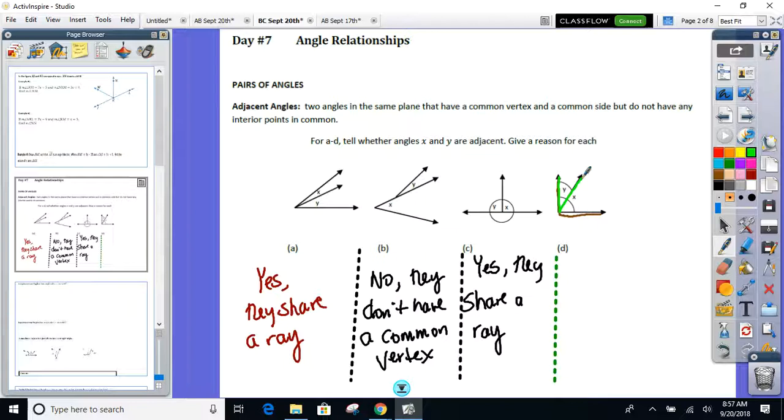Okay, let's go down the checklist. Do they have a common vertex? Okay, they do. I 100% agree. Do they have a common side? Yeah, right here, where my green and brown overlap. And the final thing you have to check, do they have any interior points in common? Unfortunately, they do. Here you go, ready? Everyone agree that's in Y and in X? So if they have any interior points in common, adjacent or not adjacent? They are not adjacent. Yep, they have interior points in common. Everyone see what I mean by interior points in common now? They won't be adjacent if they do.